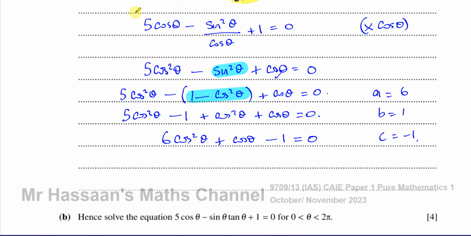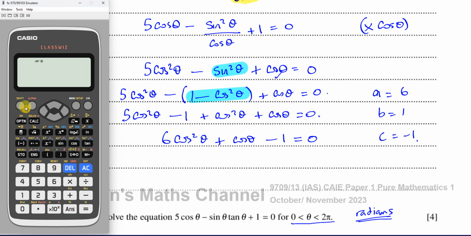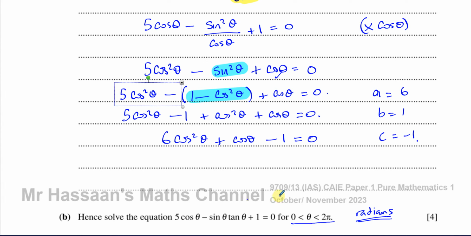Now for part B, it says, hence, solve the equation 5 cosine theta minus sine theta tan theta plus 1 equals 0 for theta between 0 and 2 pi. So here they've given us the limits in radians. So we have to give our answer in radians. So we take our calculator and make sure that it's in radian mode. So I'm going to do that before we start the question. Angle unit 2. Now it's in radian mode, so that's ready. So that's one thing we have to be aware of. We have to do it in radians.